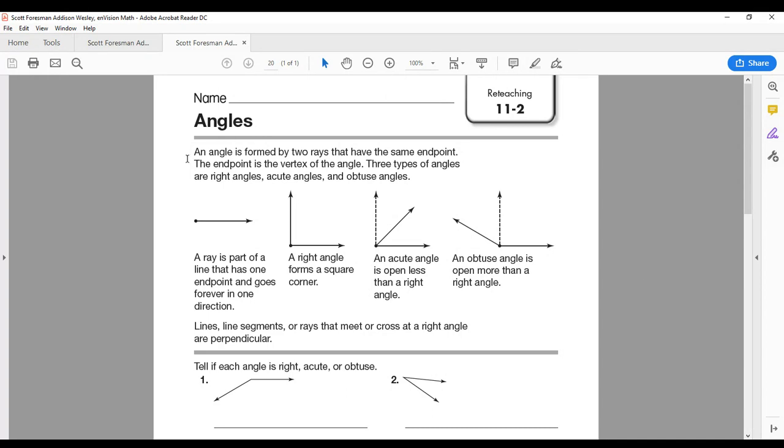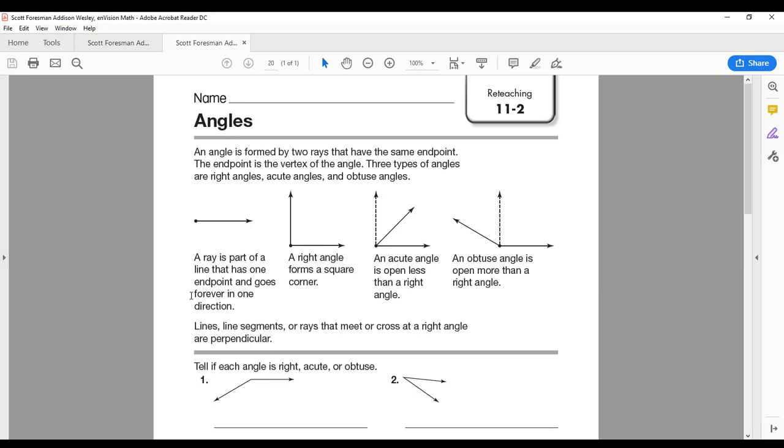So, angles. An angle is formed by two rays that have the same endpoint. The endpoint is the vertex of the angle. Three types of angles are right angles, acute angles, and obtuse angles.